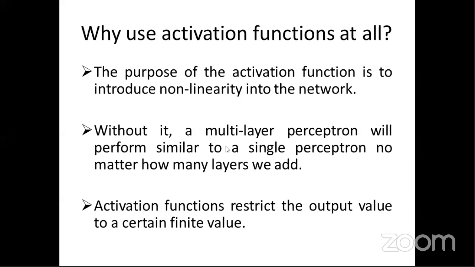Why use an activation function at all? Why can't you directly transfer whatever you receive? The purpose of the activation function is to introduce non-linearity. That is very, very important. Without it, a multi-layer perceptron will perform similar to a single perceptron, no matter how many layers we add. That means without an activation function, your neural network or multi-layer perceptron will act as a linear model, but it never becomes a non-linear model.